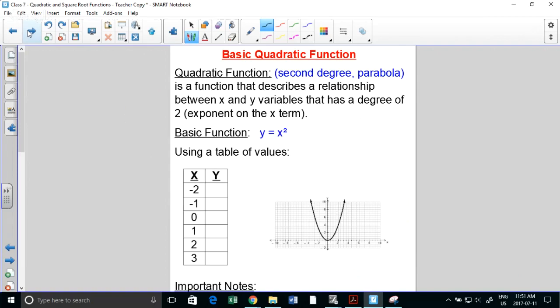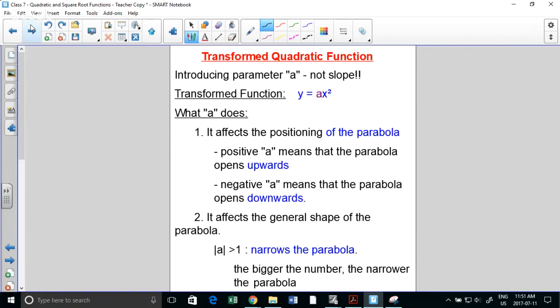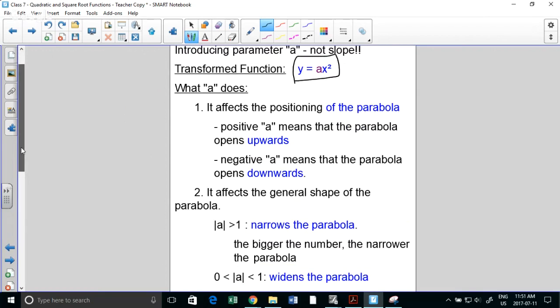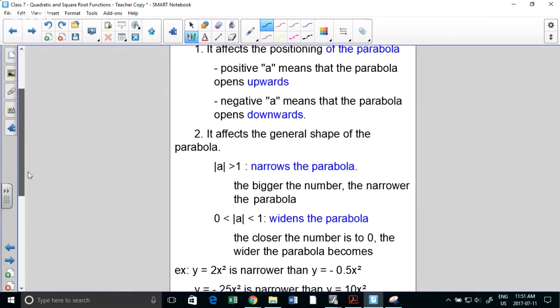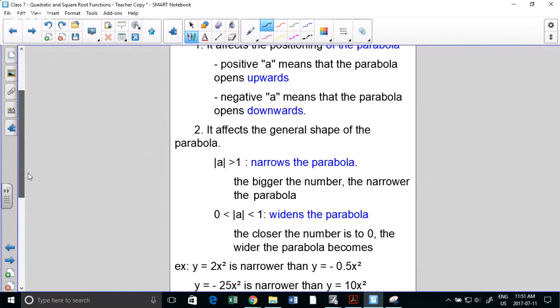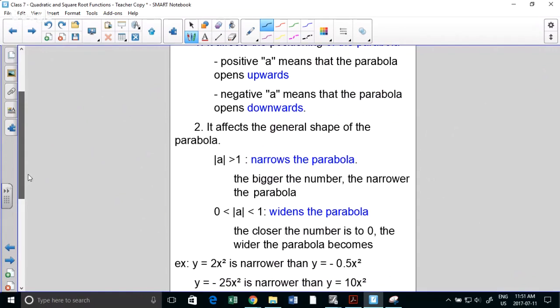So quadratic, like I said, you've covered. This is the more advanced case, the transform function, y equals ax squared. We know that a affects the positioning of the parabola. If we have a positive a, that means that the parabola opens upwards. A negative a means that the parabola opens downwards.